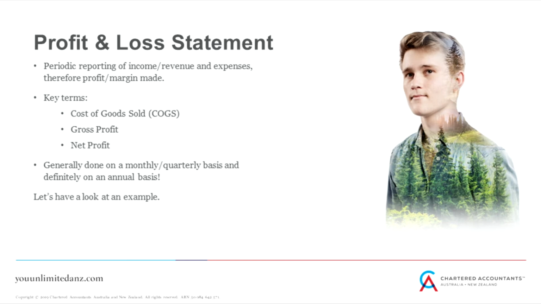Gross profit is what we get when we deduct our costs of goods sold, which is our variable costs, from our revenue. This gives us what we call gross profit. Once we have our gross profit, we deduct our fixed costs, and this gives us what we call in accounting our net profit. This will make more sense once we look at an example, but just before we move on, a profit and loss statement is generally done on a monthly or a quarterly basis, and definitely on an annual basis. Let's take a look at an example.